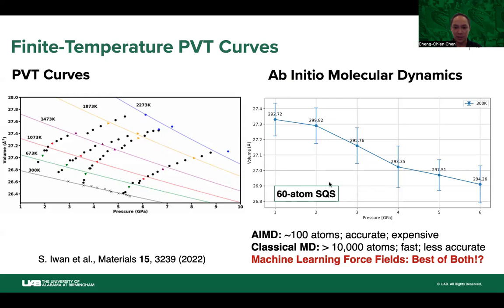So these are results from a 60-atom S-squared supercell for the volume versus pressure at roughly 300 Kelvin. It has a good agreement with the corresponding experiment, within about 2% error. The major challenge is that we are limited to about 100-atom supercells. It's accurate, but computationally very expensive.